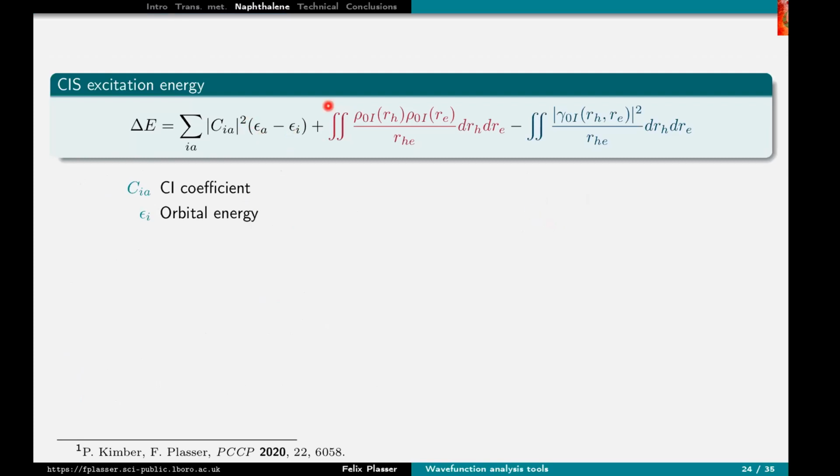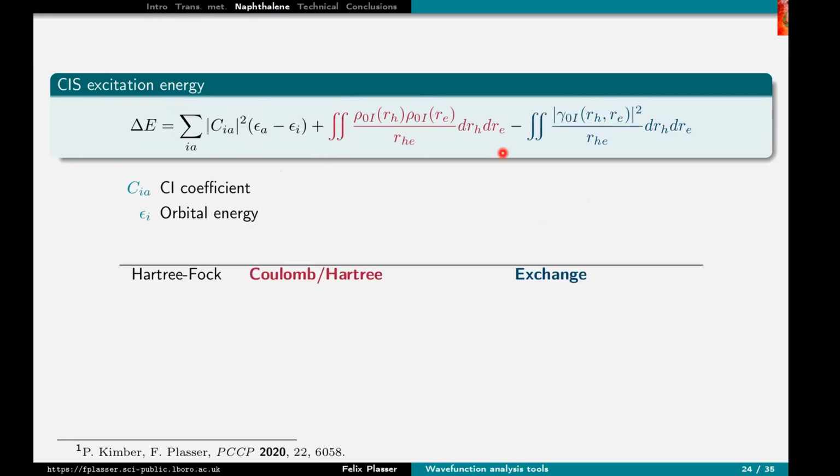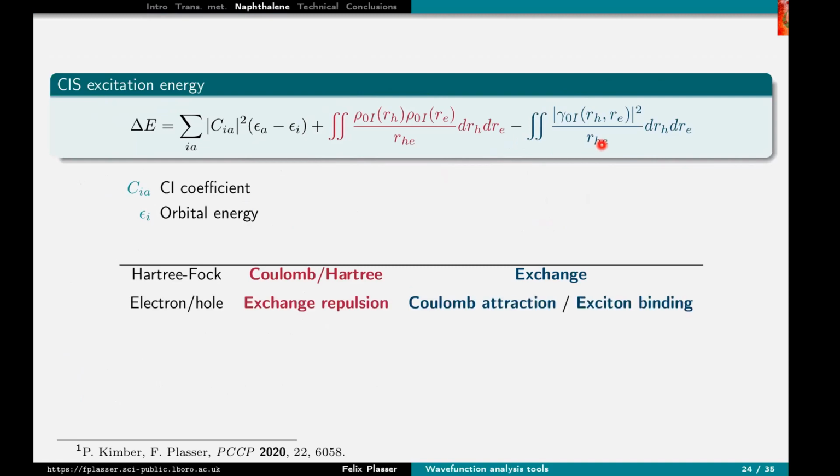If you think about the CIS singles excitation energies, you have those three terms. You have the weighted orbital energy difference. Then you have this term that comes from the Coulomb or Hartree potential in Hartree-Fock. And you have this term which comes from the exchange potential. But the interesting thing is that in the electron-hole picture, this term here is called exchange repulsion or exchange splitting, and this term here is called Coulomb attraction. So these terms suddenly change the name. That's just something to keep in mind here.